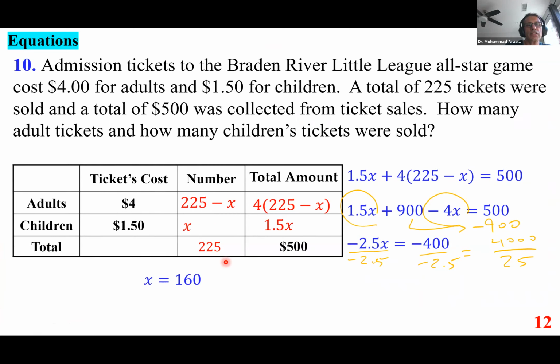If X is 160, the number of tickets for children, the number of tickets for adults is 225 minus that, which means there were 65 adults.